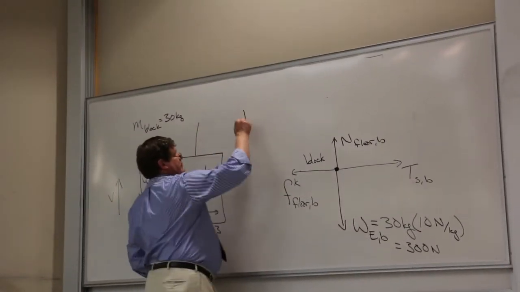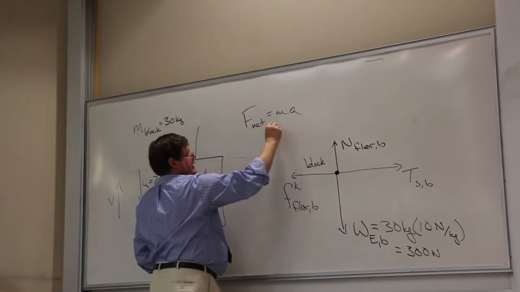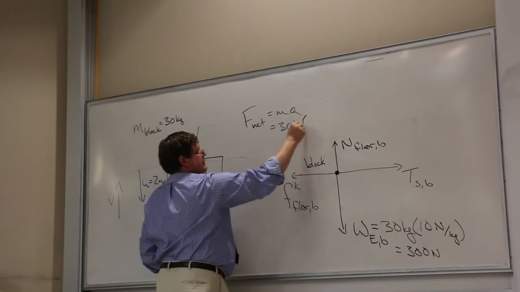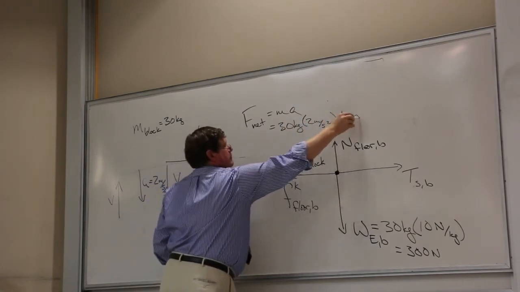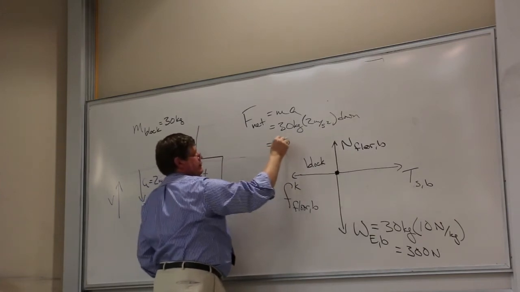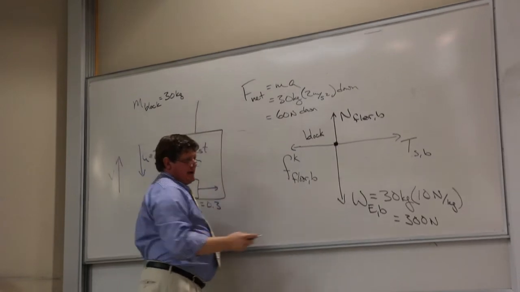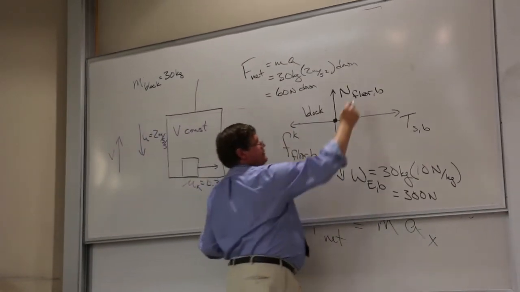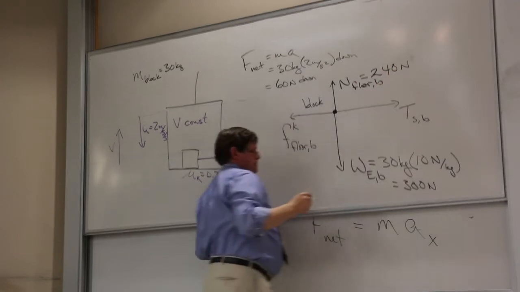And that's always given by F net equals ma. I've got 30 kilograms accelerating at 2 meters per second squared down. My scream should be 60 newtons down. And in order to make this scream down by 60 newtons, this would be 240 newtons.